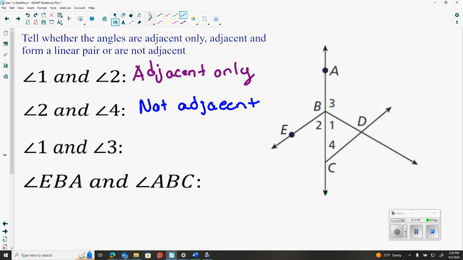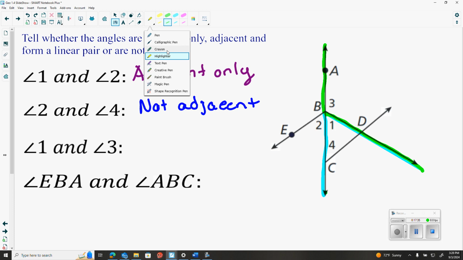All right. So let's look at angles 1 and 3. Angle 1 is again right here, that we've already highlighted before. And then angle 3 is going to be this way and this way. All right, checking for adjacency. Do I have a common vertex? I do. It's right here, right? So they have a common vertex. Do they share a common side? Boom, cool. They're adjacent.